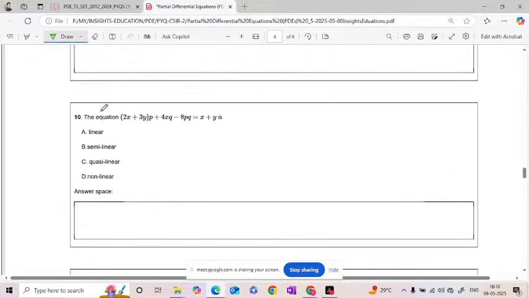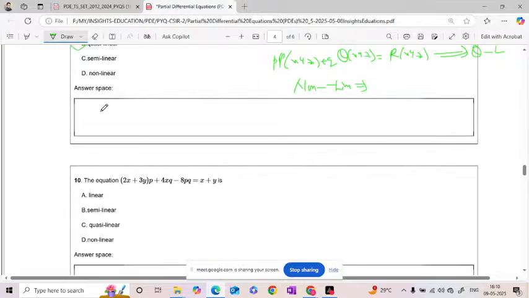Next one. Now what is the differential equation? Linear, semi-linear, quasi-linear or non-linear?